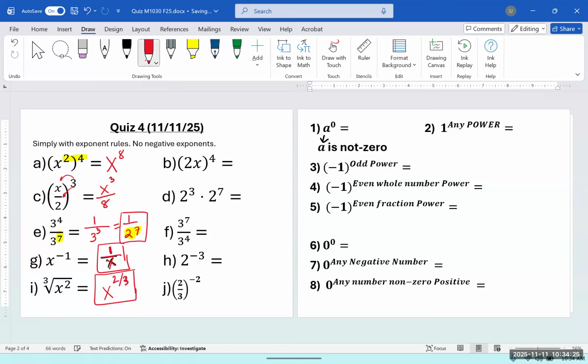Now the next column. 2x whole thing to the 4. That would be 16 X to the 4. So you distribute, you get 2 to the 4, X to the 4, which turns into 16 X to the 4.